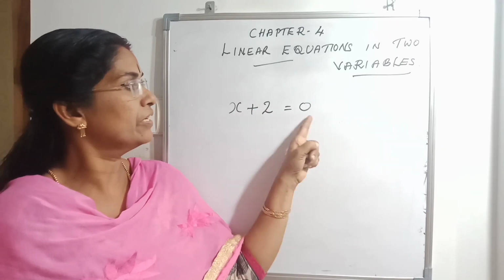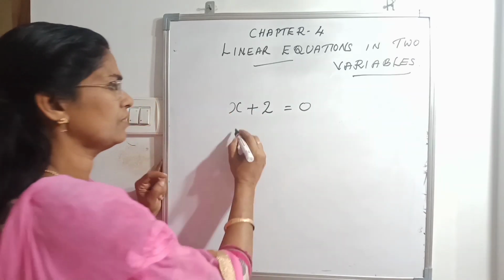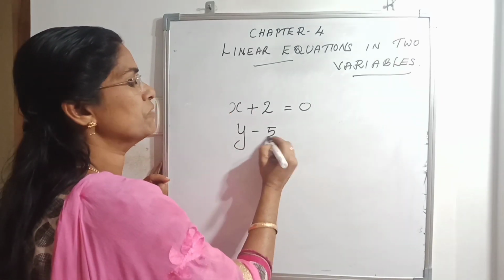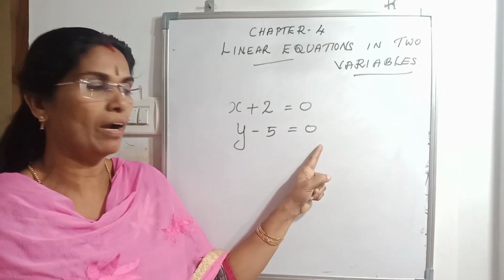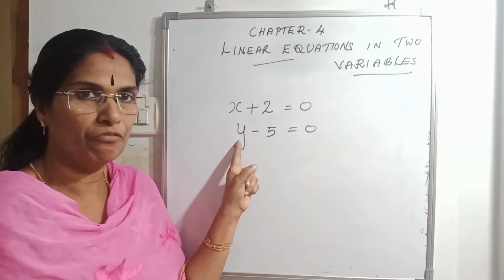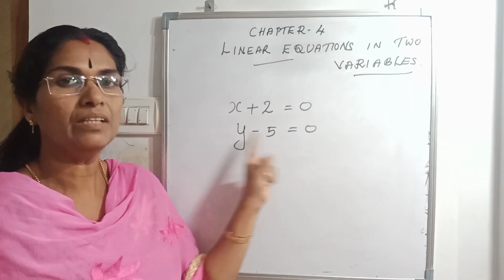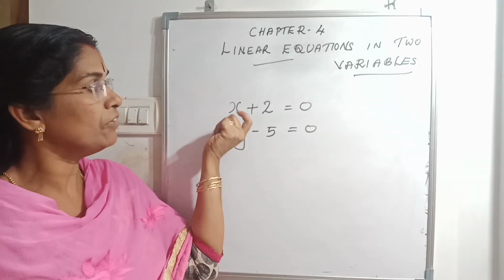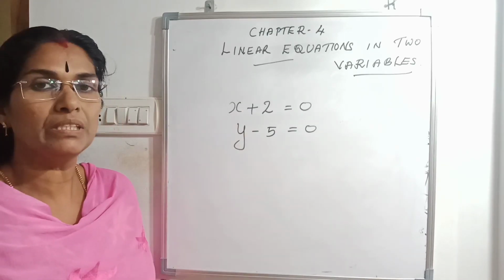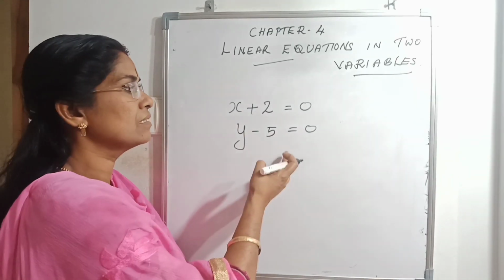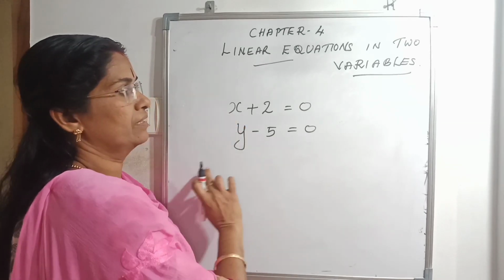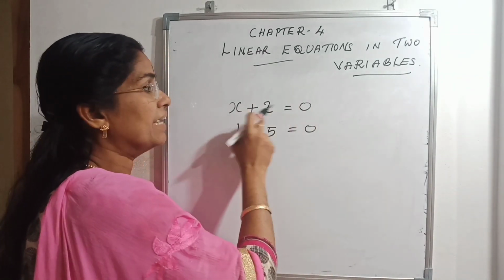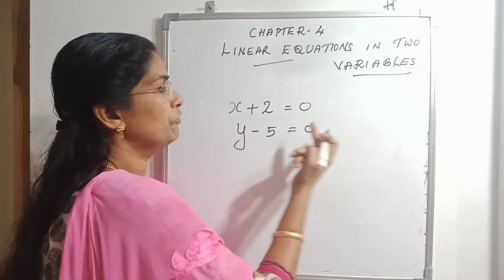It is a linear equation in one variable. Another example, y minus 5 equal to 0. This is also a linear equation in one variable. Here the variable is y. The equal sign is there, so it is an equation. So what will be the solution of these equations? Solution means the value of x which satisfies the equation, so we have to find the value of x.